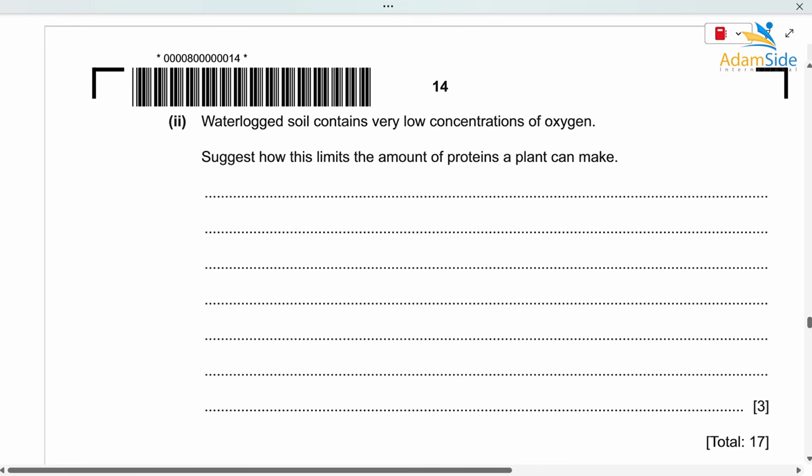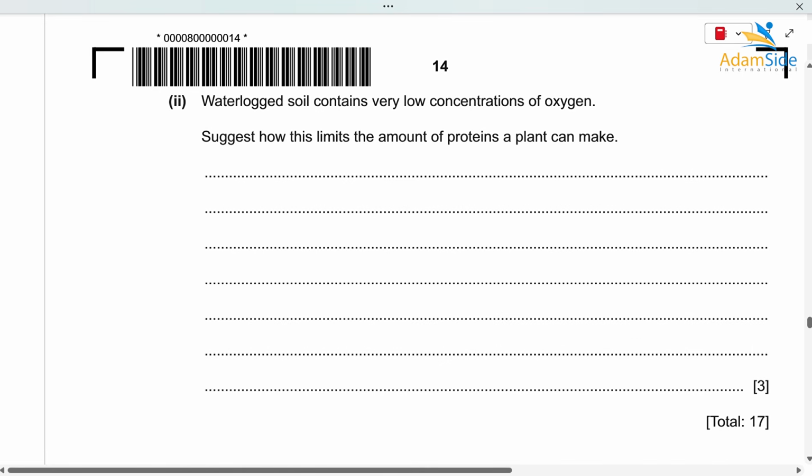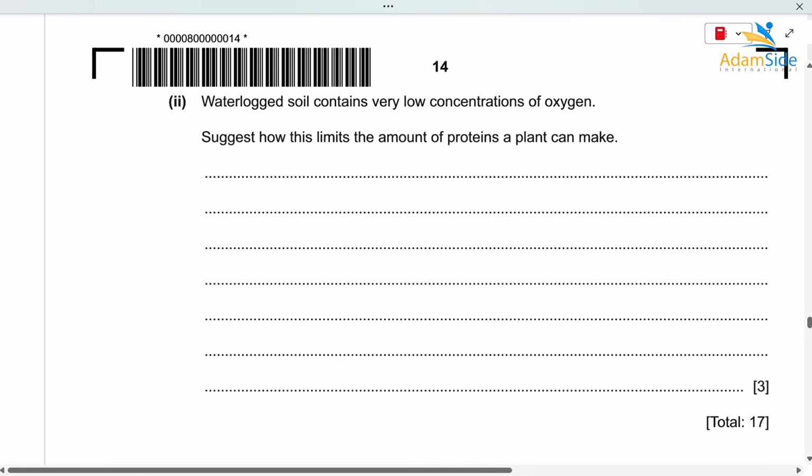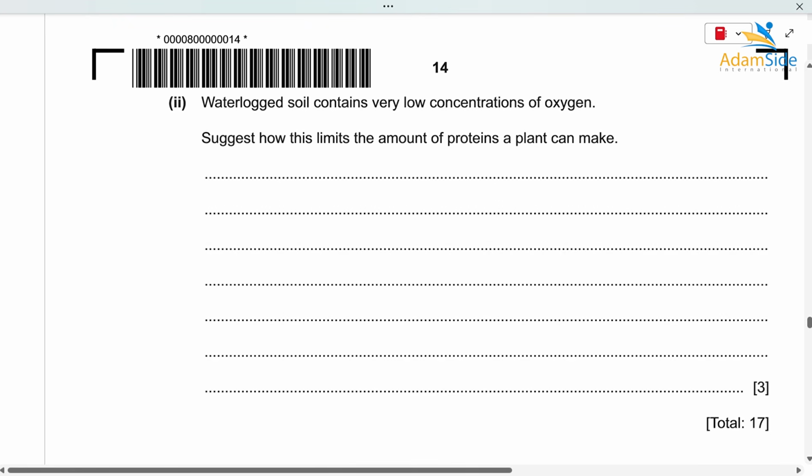Okay, waterlogged soils contain a very low concentration of oxygen. Suggest how this limits the amount of proteins a plant can make. Now, low concentration of oxygen means low rate of respiration. And if we have low rate of respiration, it means we have low rate of absorption of nitrate ions needed to make amino acids. So less nitrate ions will be absorbed, less amino acids will be made, and of course a low amount of protein will be made.